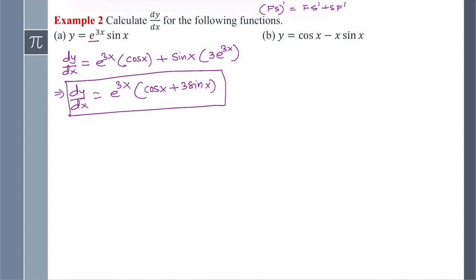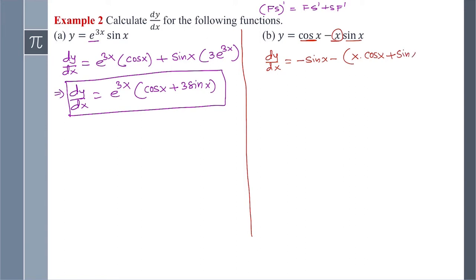Now let's look at the next example that we have here. Again, let's go ahead and find the derivative. So dy over dx equals, so derivative of cosine x is negative sine x minus, here we have product of two functions. So we have to use the product rule. So the first function times derivative of second function, so derivative of sine x is cosine x, plus second function, which is sine x, times derivative of first, which is 1, because the derivative of x is 1.